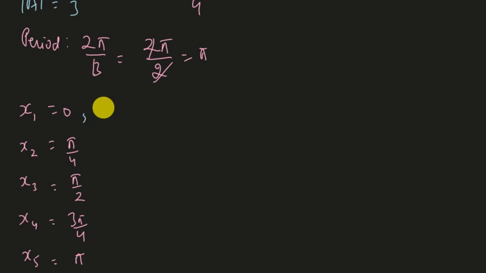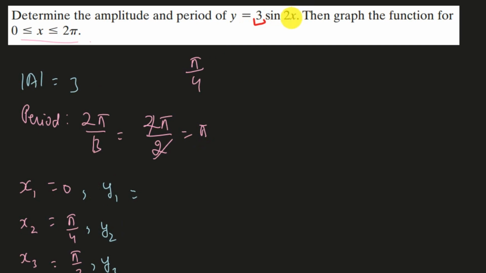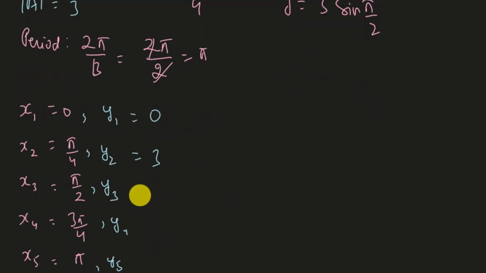Now corresponding to these values, find y1, y2, y3, y4 and y5. So y1: when x is 0, sine 2 times 0 is sine 0, so y would also be 0. Y2: when x is pi by 4, y is 3 sine 2 times pi by 4, which is pi by 2, and sine pi by 2 is 1. So this would be 3 here. Then 2 times pi by 2 would be sine pi, which is 0, so you'll get 0 again. Then you'll get minus 3 and then 0.